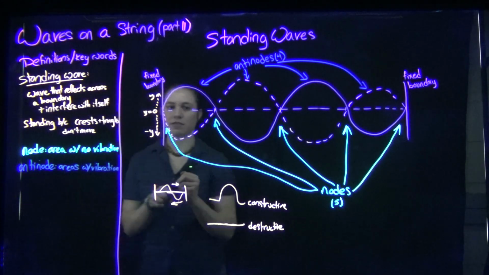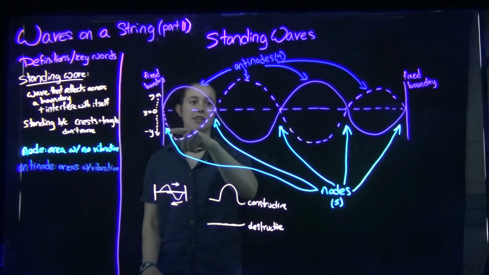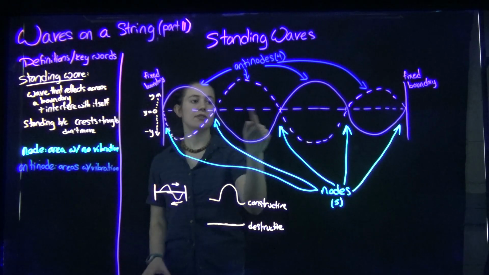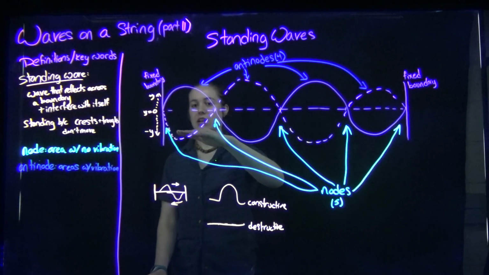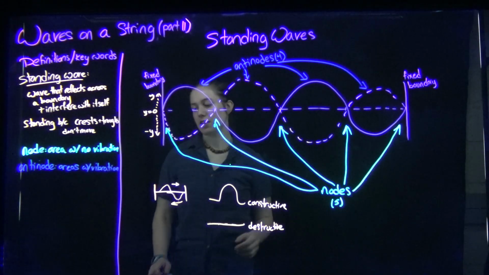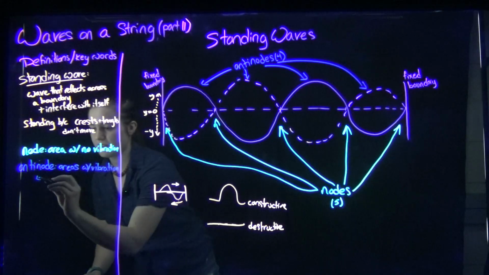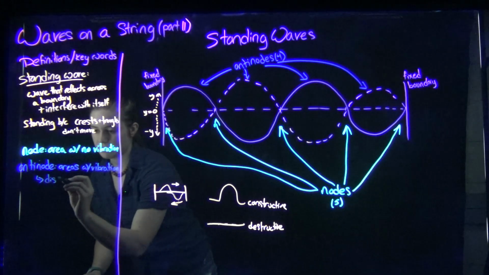And if you draw yourself a little axis right here, you can see that at x equals 0, you're going to have your nodes. And when you have a positive or negative y, those are your antinodes. So you have some displacement.